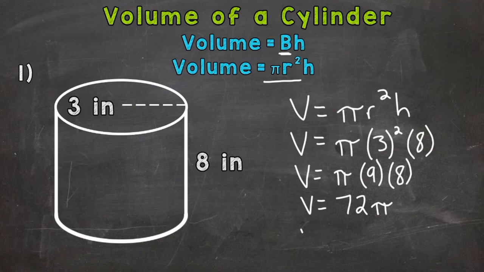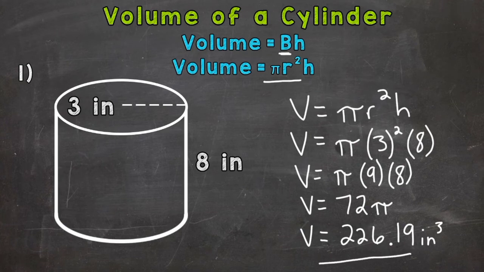So once I punch that in, I get a pretty long decimal, so I'm going to round it to the hundredths place. Again, I'm rounding my answer to the hundredths place, and I get 226 and 19 hundredths. And this is volume, so we use cubic units, whatever the unit of measure is. In this case, we were working with inches, so cubic inches. So volume equals 226 and 19 hundredths cubic inches.